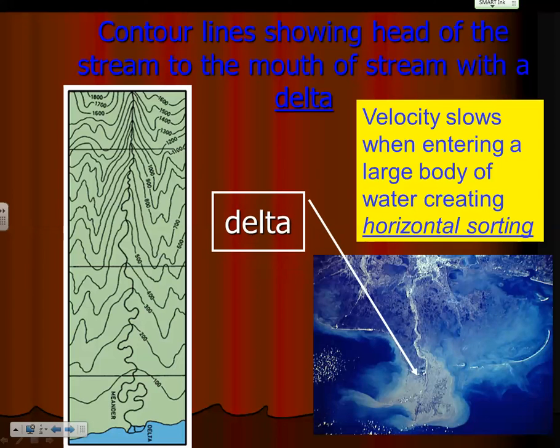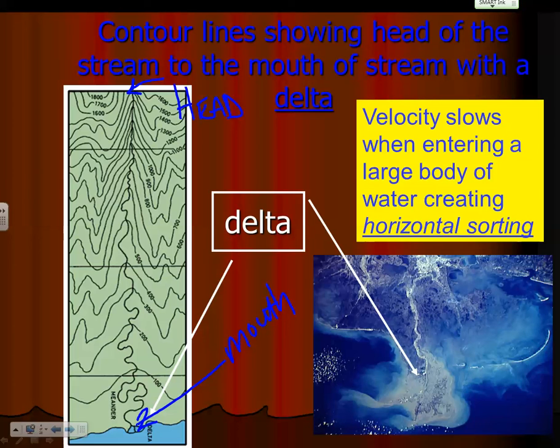Okay, this next slide shows on the left-hand side contour lines, which shows kind of towards the head of a stream to the mouth of a stream. Now, the head of the stream, the headwaters, are going to be way up towards the beginning of it where the stream actually starts. And the mouth is going to be where the stream enters the ocean.